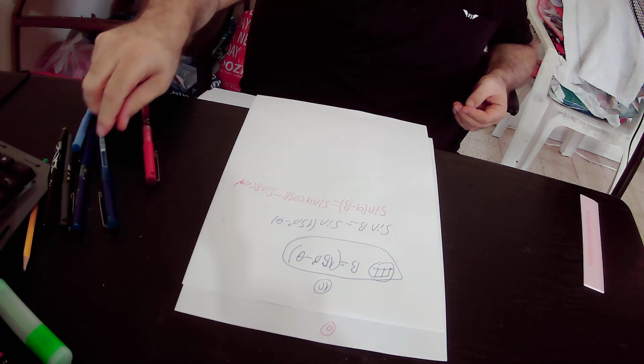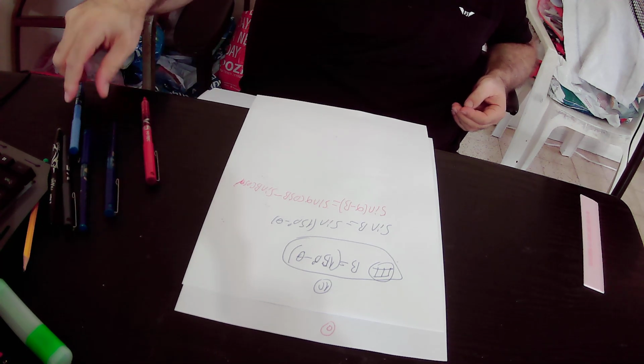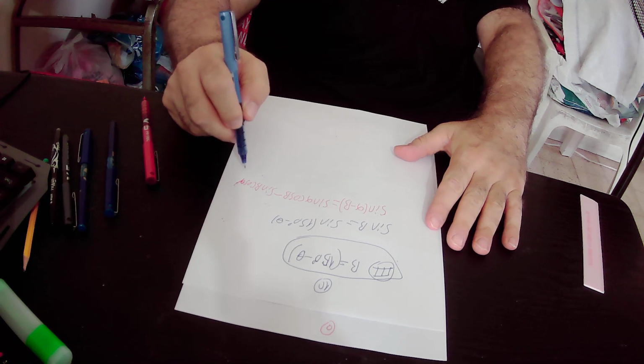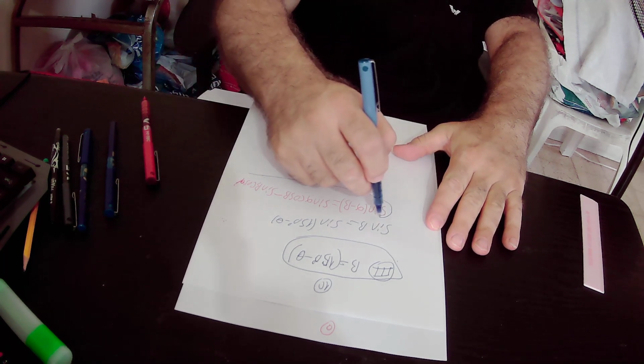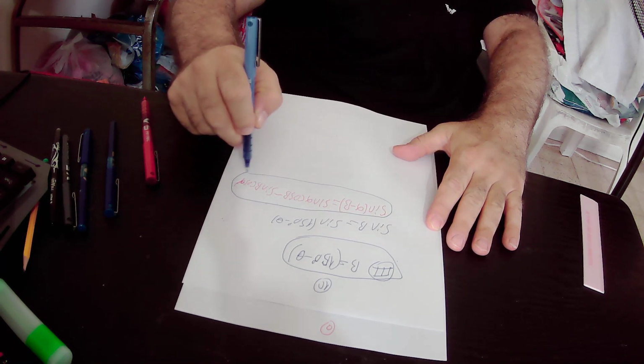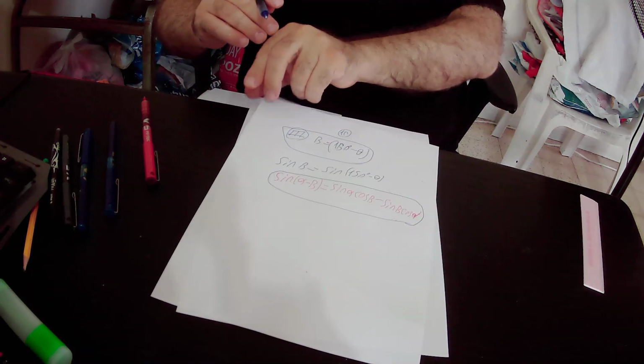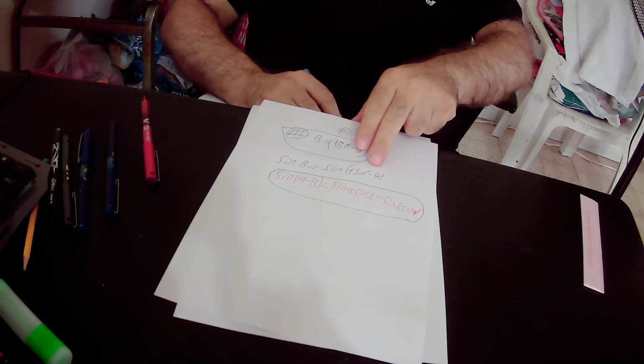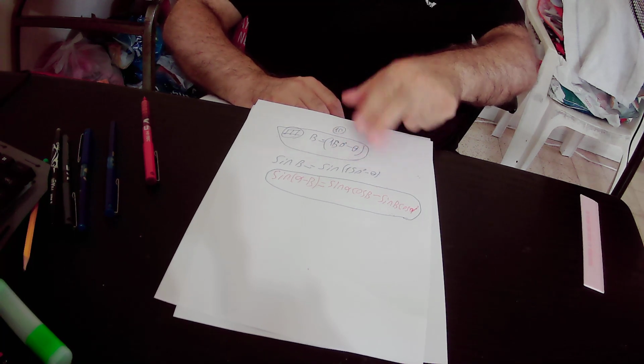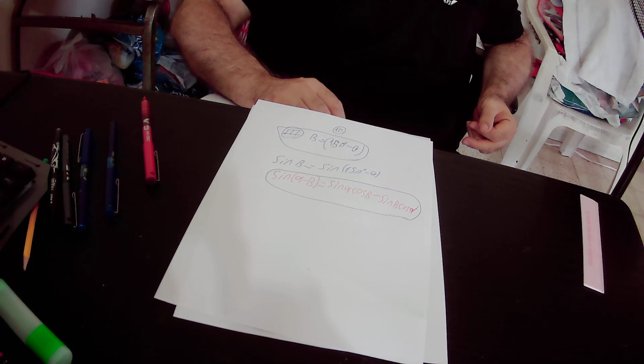Okay, so this is actually the second trigonometric identity: sine of alpha minus beta equals sine alpha cosine beta minus sine beta times cosine alpha.